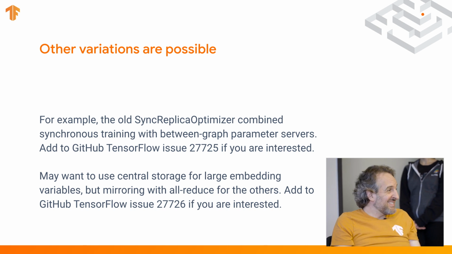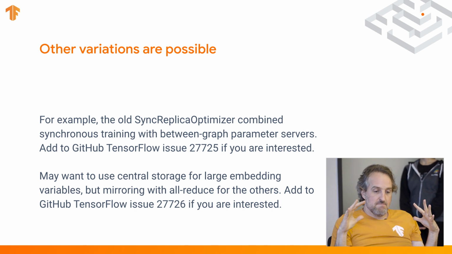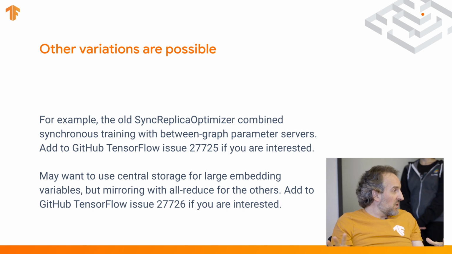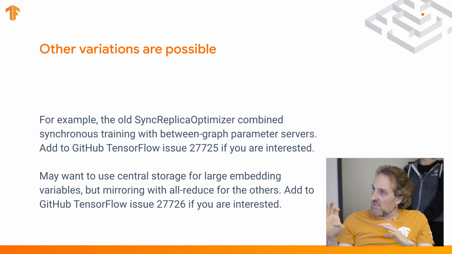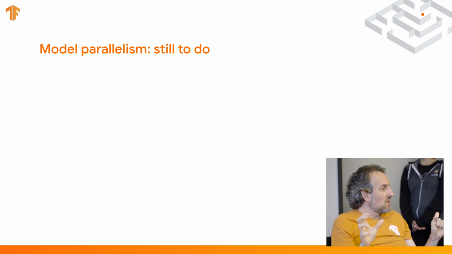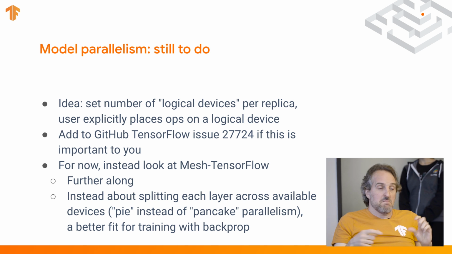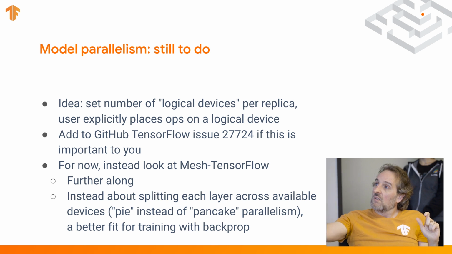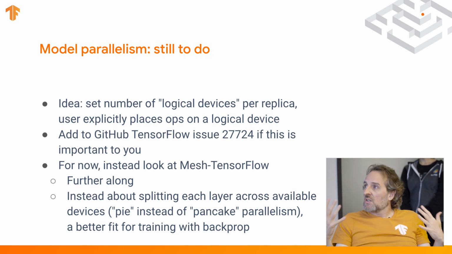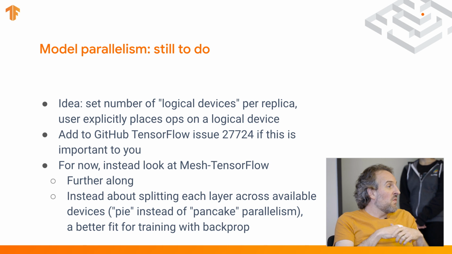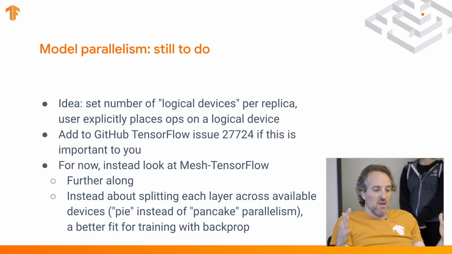Similarly, model parallelism is something where we have some infrastructure in place so that we can eventually add this, but it is not there yet. The idea is you would specify a number of logical devices, and then manually place the particular ops or layers or whatever onto those logical devices, and then that computation would be spread across those logical devices times the number of replicas, actual physical devices.